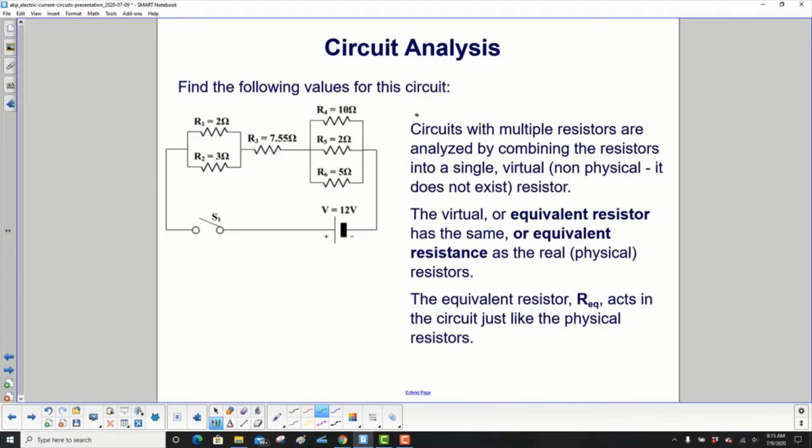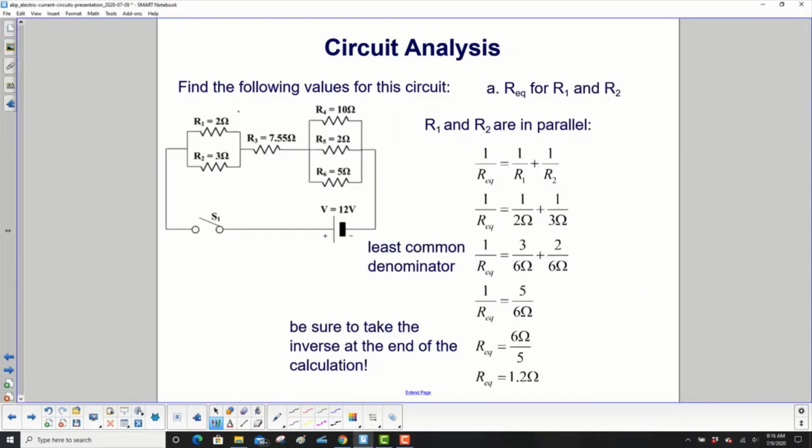And just a reminder, circuits with multiple resistors are analyzed by combining the resistors into a single virtual, meaning non-physical, it does not exist, resistor. The virtual or equivalent resistor has the same or equivalent resistance as the real physical resistors. And again, frequently we use these words as synonyms. The equivalent resistor, R equivalent, acts in the circuit just like the physical resistors.